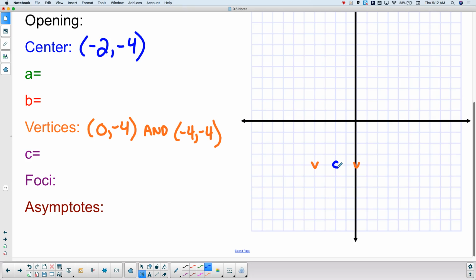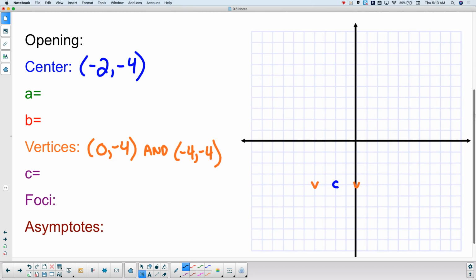Anything else based off of all of that information? Matthew? A is 2. Why? The vertices are 2 away from the center. Yes. Is that what you were going to go with, Jacob, too? No. What else you got? Where it opens. Which way does it open? Left and right. Why does it open left and right? Because the vertices are aligned horizontally. Yeah. Both of those are good.